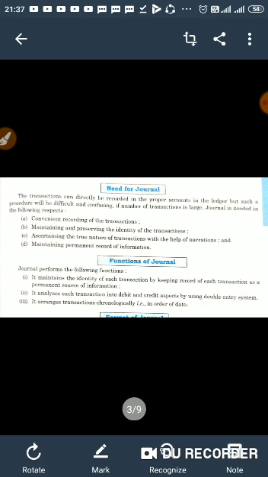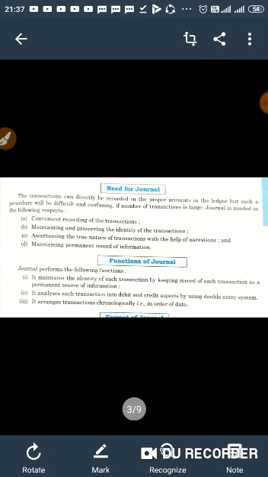So these are the needs: convenient recording of transactions, maintaining and preserving the identity of the transaction, ascertaining the true nature of the transaction with the help of narration, and maintaining a permanent record of information. These are the needs which are fulfilled by the journal.